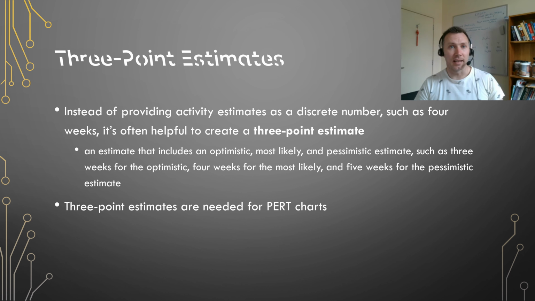Three-point estimates are a useful way to develop timeframes in which projects may be completed. There's an optimistic option, the most likely option, and the pessimistic estimate. It's useful because it indicates the uncertainty surrounding some project activities, and it lets people build reasonable expectations for the duration of the project. We need three-point estimates for PERT charts, but we'll talk about them later.